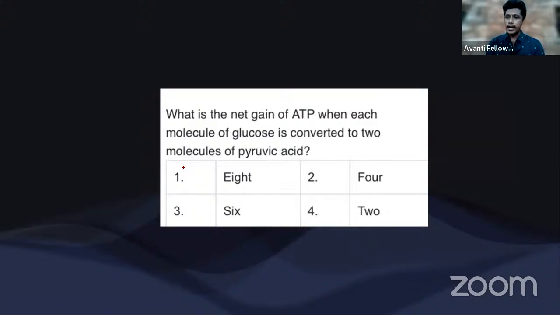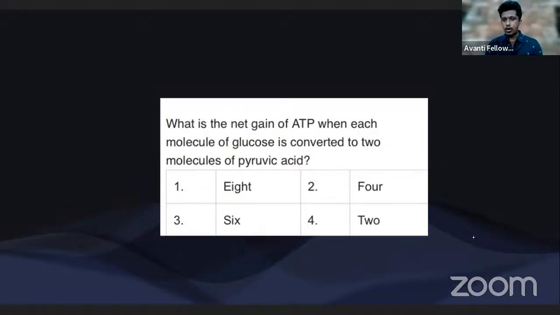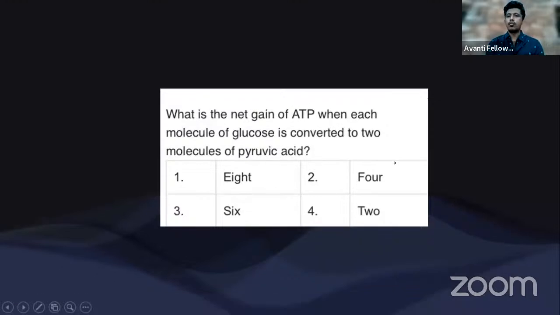What is the net gain of ATP when each molecule of glucose is converted into 2 molecules of pyruvic acid? The options are 8, 4, 6, 2. So these are our options. Take a moment and try to think about this question. It's a very easy question and many of you might get it wrong. That's why I'm asking you to look at the question twice and try to answer it. What is the net amount of ATP when each molecule of glucose is converted into 2 molecules of pyruvic acid?